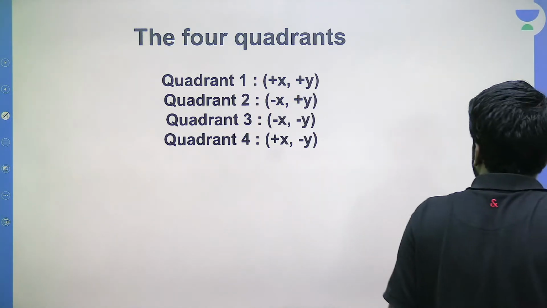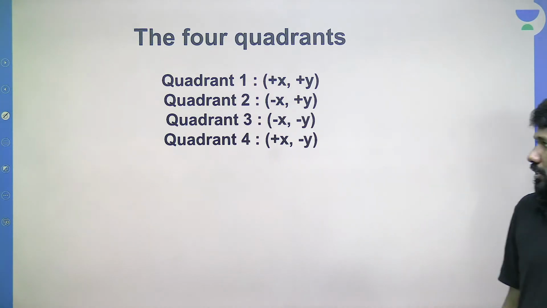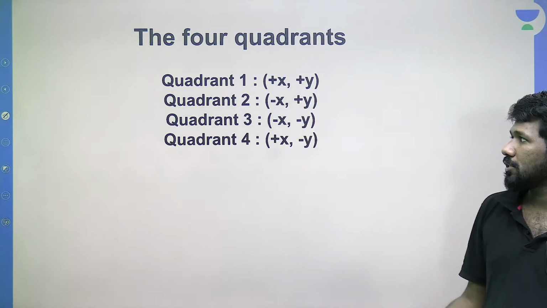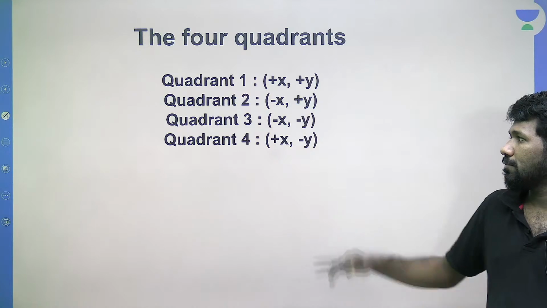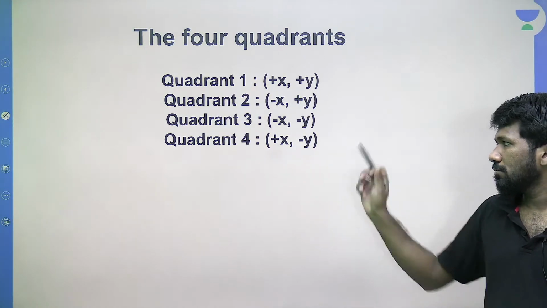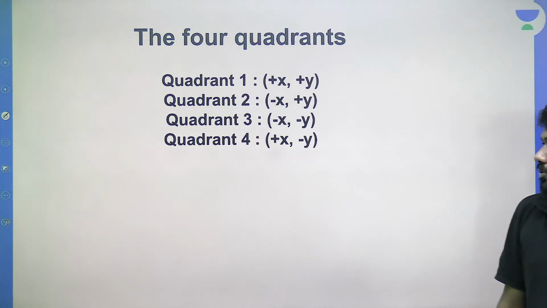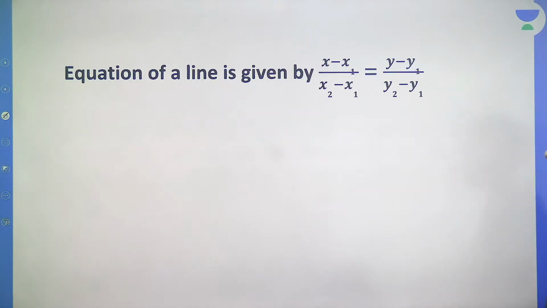Okay, and this we already discussed: the quadrants. In the first quadrant, both are positive. Second quadrant, x is negative, y is positive. Third quadrant, both are negative. Fourth quadrant, x is positive and y is negative. Okay, and this one, the equation of a line.